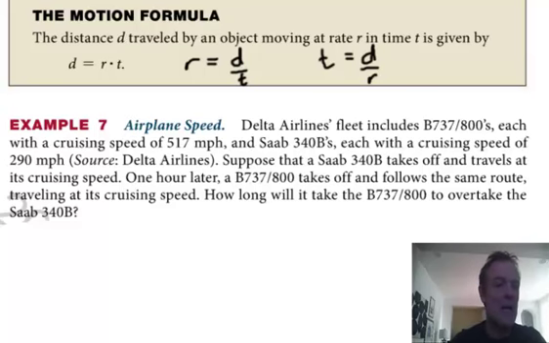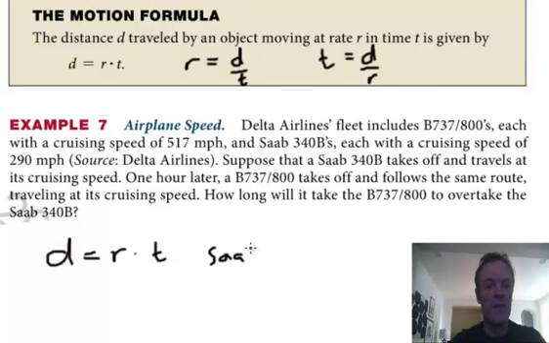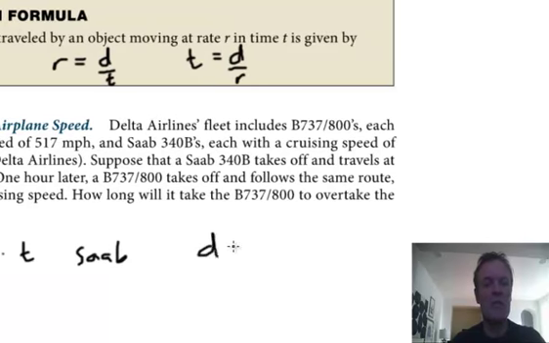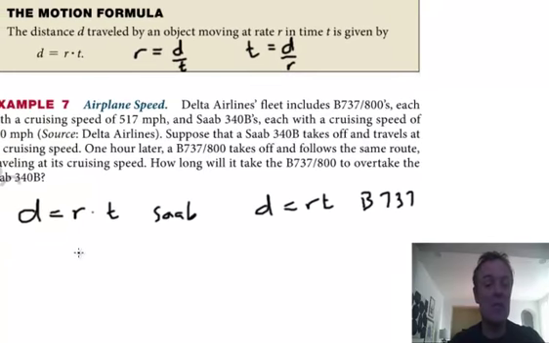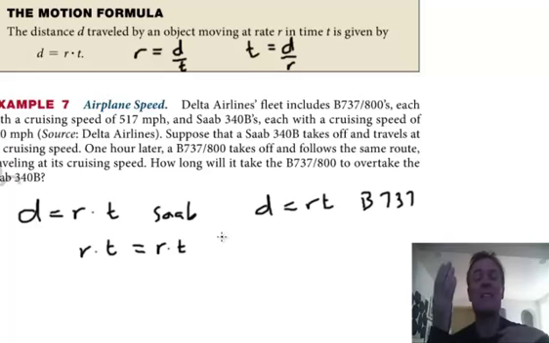In other words, I have an equation d equals rt for the slower plane, which is the Saab. Okay, that's a Swedish plane. And we've also got d equals rt for the Boeing, the B737, okay? Now, what I'm trying to get at here is the two distances are the same. So r times t for the slower plane, the Saab, is the same as r times t for the faster plane, okay? So it's like this distance equals this distance, but we've changed distance into speed times time because that's the equation.